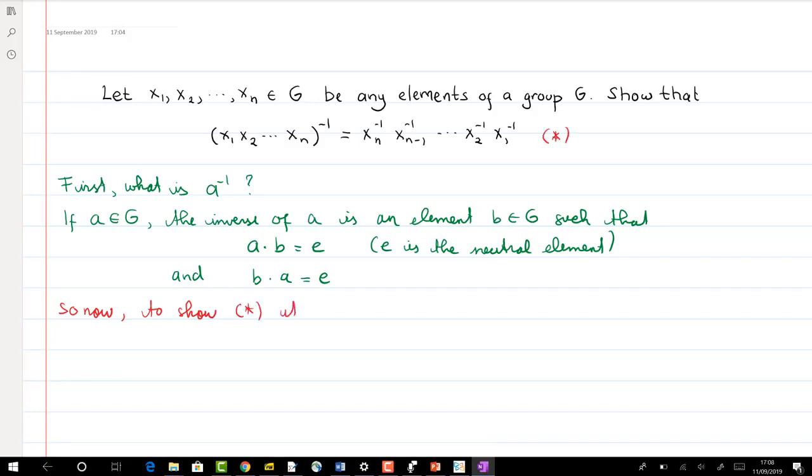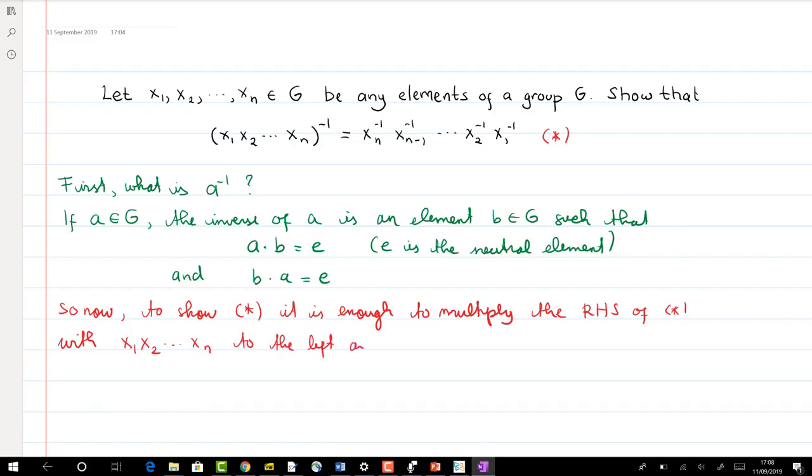So now, the claim of the problem is that the inverse of the product of x1 up to xn is on the right hand side. According to the definition that we just mentioned above, it is enough to check that the right hand side of that star equation, if we multiply to x1, x2 up to xn, either from the left or to the right, we get back the neutral element. So we just need to multiply the right hand side with the product of x1 up to xn, to the left and to the right.